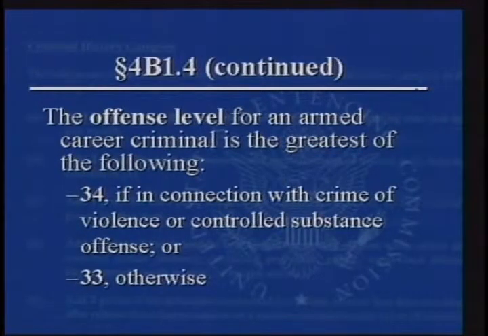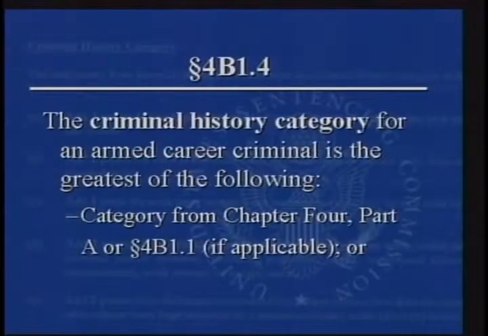Now, we talked about in the career offender guideline that the defendant's criminal history category is always a 6. But that's not quite the same when we're at armed career criminal, and we need to go through, again, a list and pick the greatest number to determine what the criminal history category is. So let's go ahead and look at the guideline and determine what the potential criminal history category would be for these defendants.